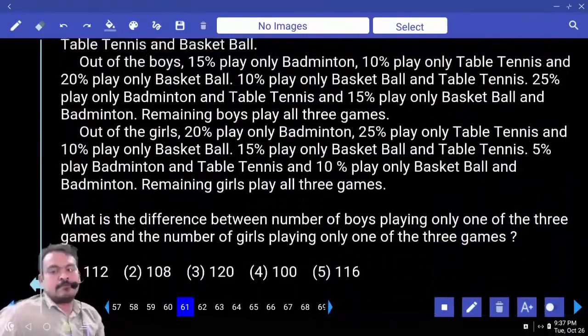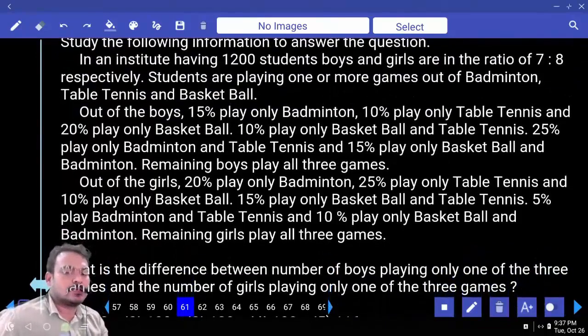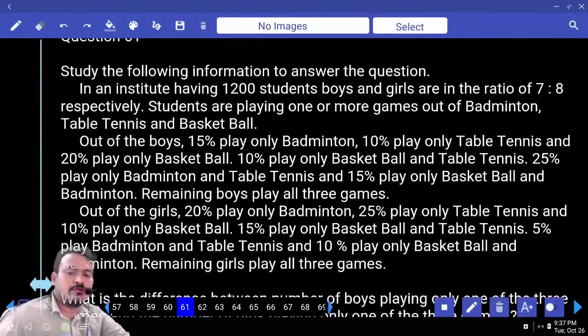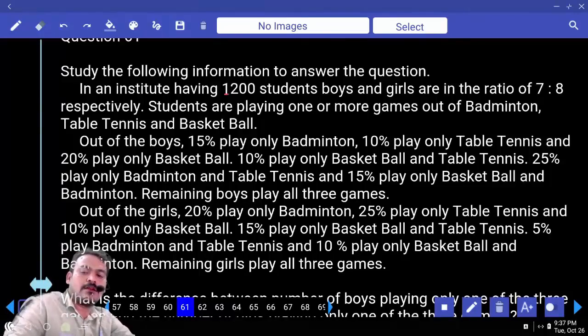Next, caselet model Venn diagram cases. In an institute having 1200 students, boys and girls are in the ratio of 7:8. Students are playing one or more games out of badminton, table tennis and basketball or not? Okay.